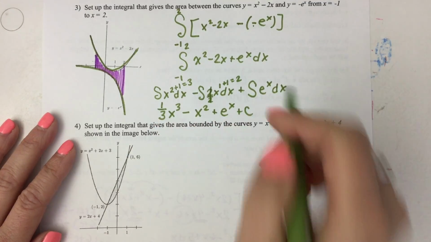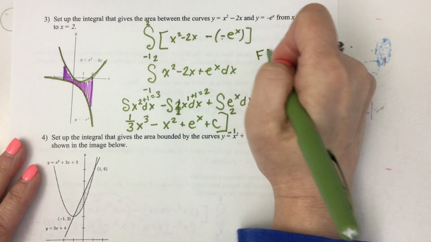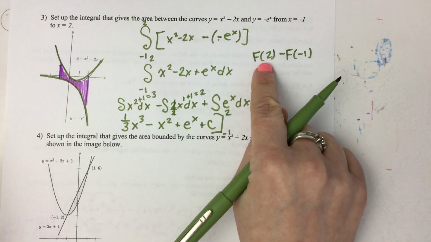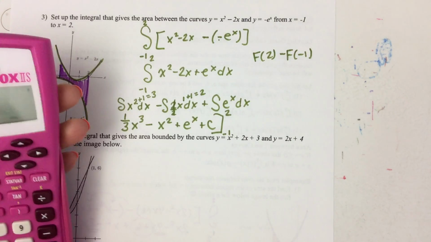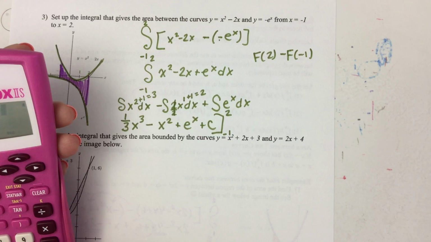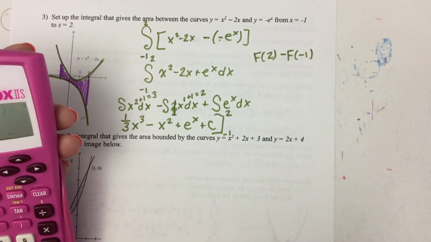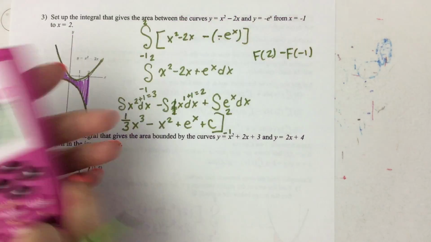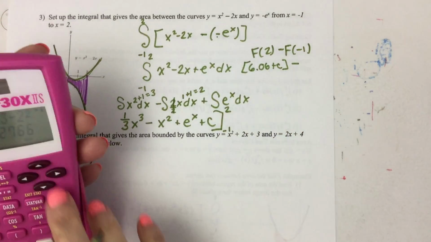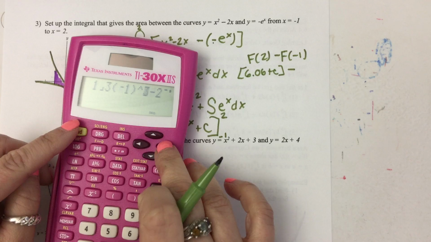Here's the antiderivative. Now we are finding the area from -1 to 2. So fundamental theorem of calculus, you always fill in the highest number first. So 2. So let's go ahead and fill a 2 in and see what happens. So 1/3, 2 to the power of 3 minus 2 to the power of 2 plus e to the power of 2. Okay, notice you get a really big number, so I'm just going to go ahead and round it. 6.06 plus c minus.